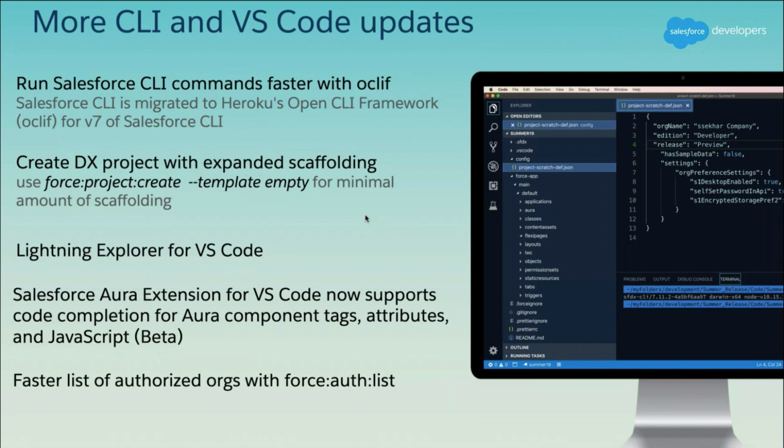And one more important command introduced in the summer release is force auth list. This is the new command with which you can list out all the authorized orgs. Earlier you had to go and find out the aliases and bring that information and then list it. Now you need not do that. You can use force auth list.